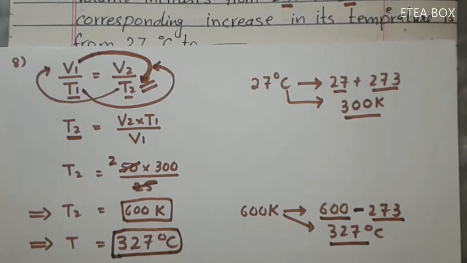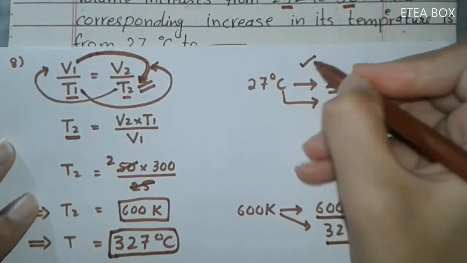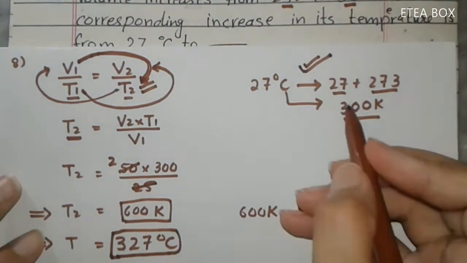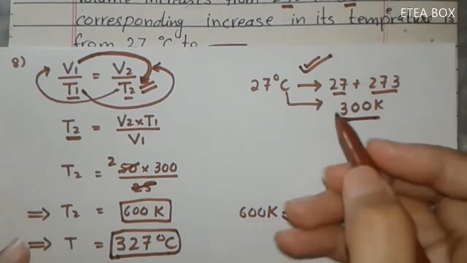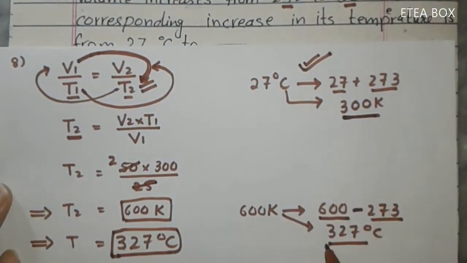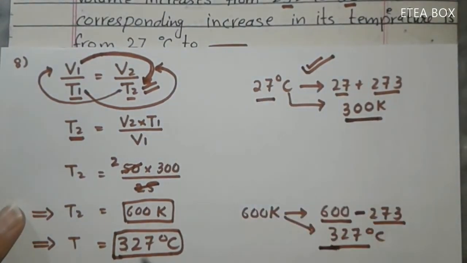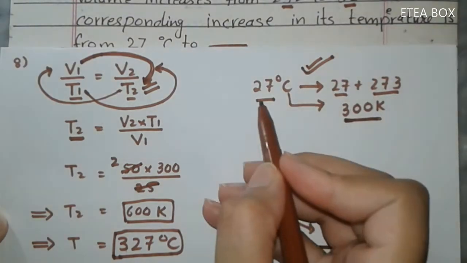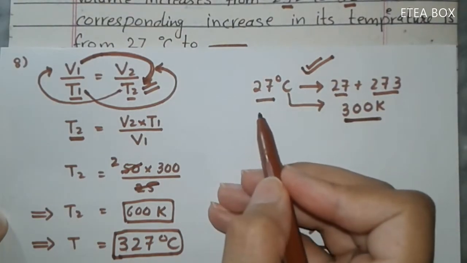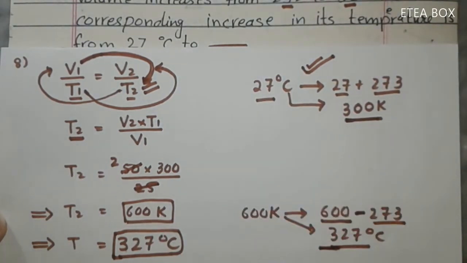Now keep one thing in your mind: this step is very important, and you can't skip it. You might think we will directly put the degree C here and get the answer. No, it's wrong. You can't put degree C directly, because in Charles' law the temperature is always in Kelvin, so you have to convert it into Kelvin.